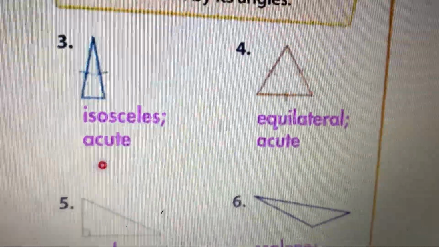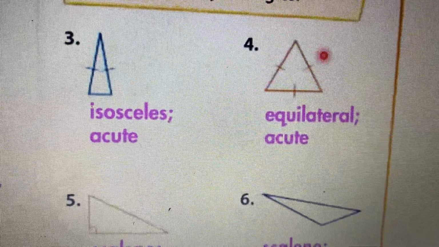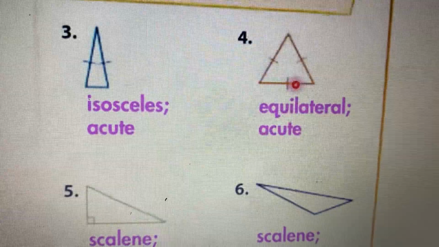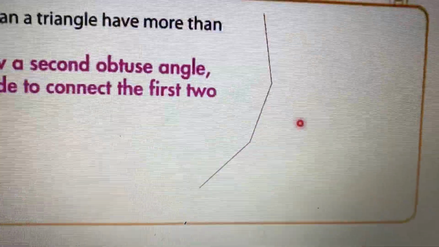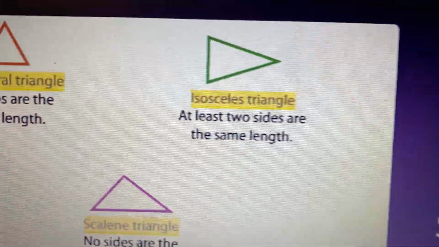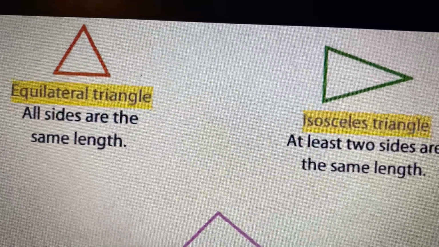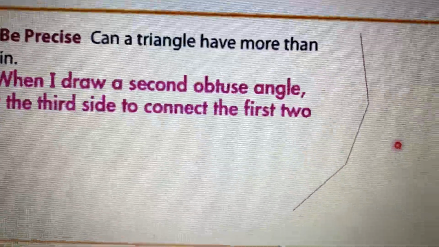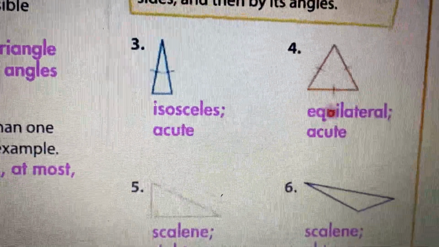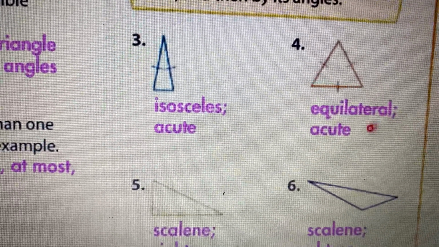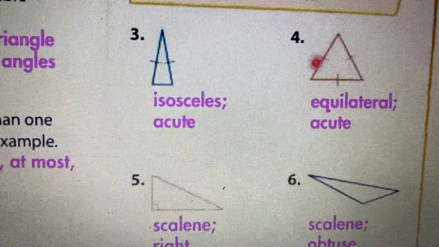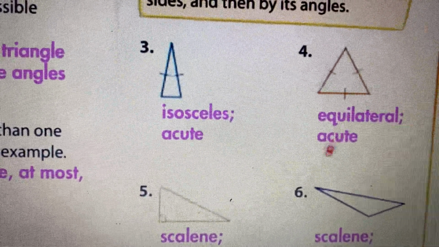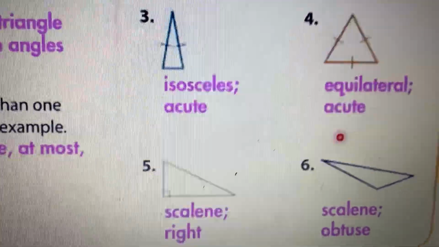Now, look here. Three of them are equal. How did I know? From the dashes on each line. Three of them are equal. Okay, let's go back. All sides are the same length. It's called an equilateral triangle. So it's an equilateral triangle, and I can't see any right or obtuse angles, so it's an acute triangle.